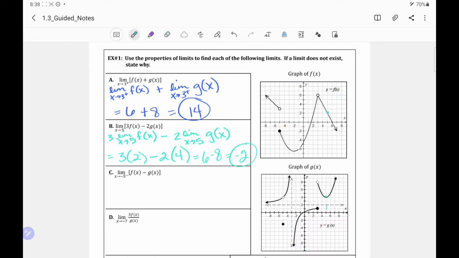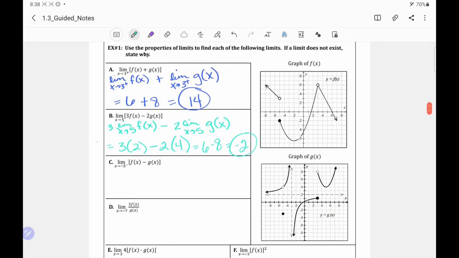That is my answer. You can see that the arithmetic is fairly simple and straightforward. The problem is making sure that you've got your limit correct. That's why we are taking the time to write it out, and I ask that you do that. So on C, we've got the limit as x goes to negative 5 from the left of f of x minus g of x. This is another difference problem. So I've got the limit as x goes to negative 5 from the left of f of x minus the limit as x goes to negative 5 from the left of g of x.